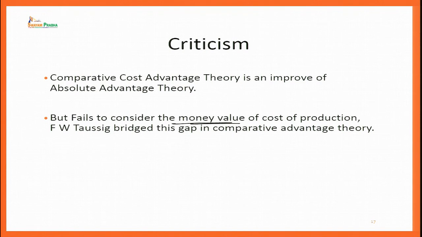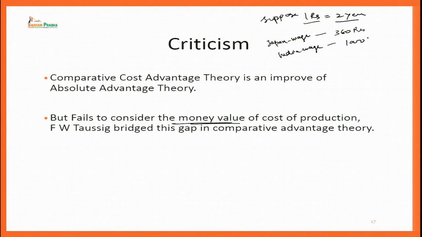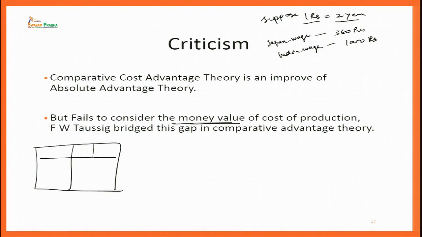As we all know, for the Indian currency, 1 rupee is against 1.91 Japanese yen. So, just for the sake of understanding, let us suppose that 1 rupee is equal to 2 yen, which is the Japanese currency. And let us assume the Japanese wage of labor is 360 rupees, right? And here we assume in India the wage is 100 rupees. Let us take the old example again and try to see the comparative cost advantage theory from the perspective of the money.